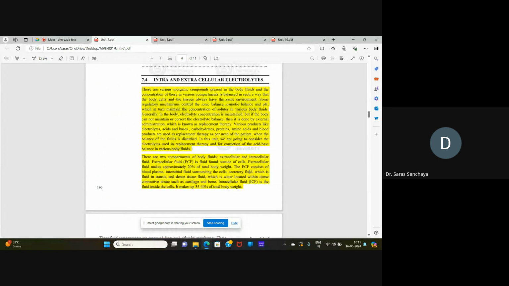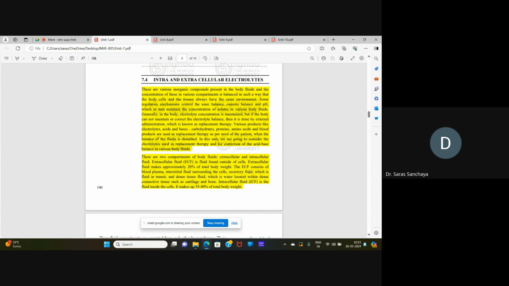What are these? These are various inorganic compounds present in the body fluids, and the concentration of these in various compartments is balanced in such a way that the body cells and the tissues always have the same environment. Some regulatory mechanisms control the ionic balance, osmotic balance, and pH, which in turn maintain the concentration of solutes in various body fluids and other parts of the body.